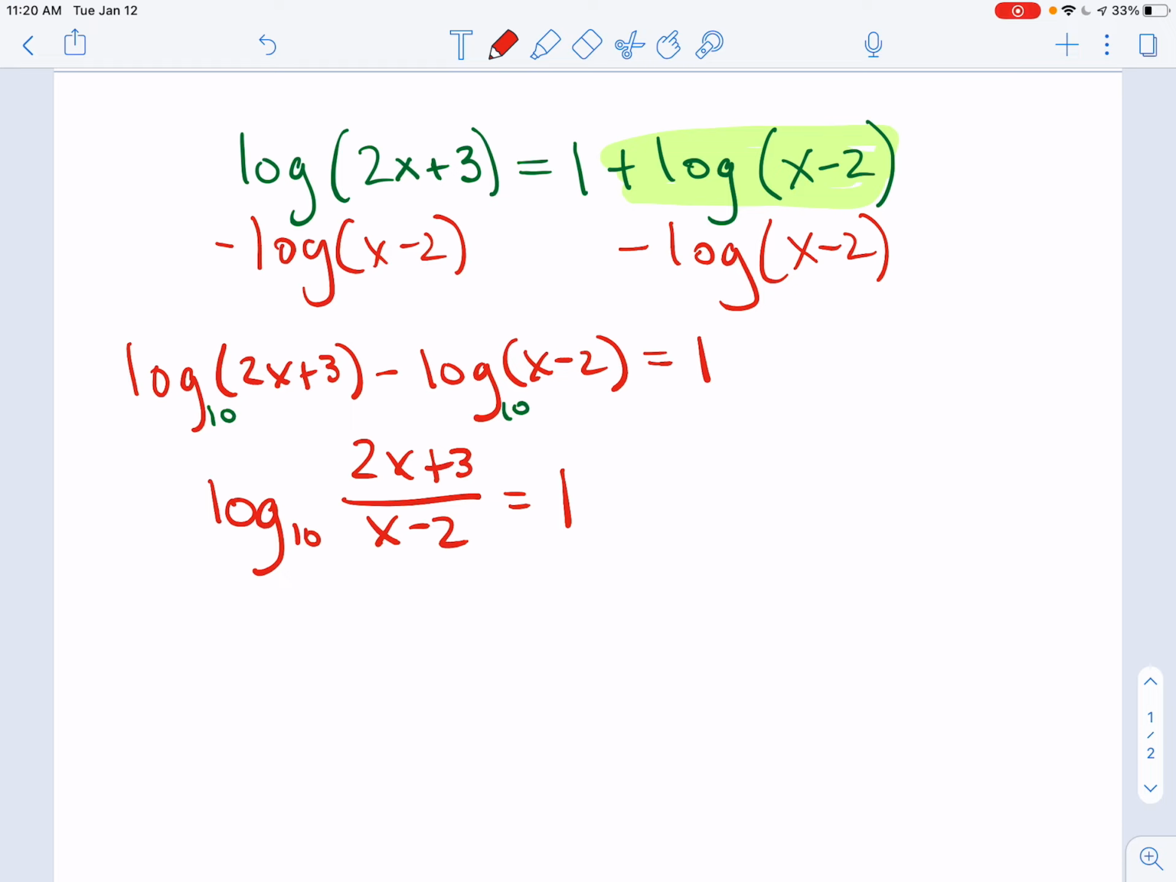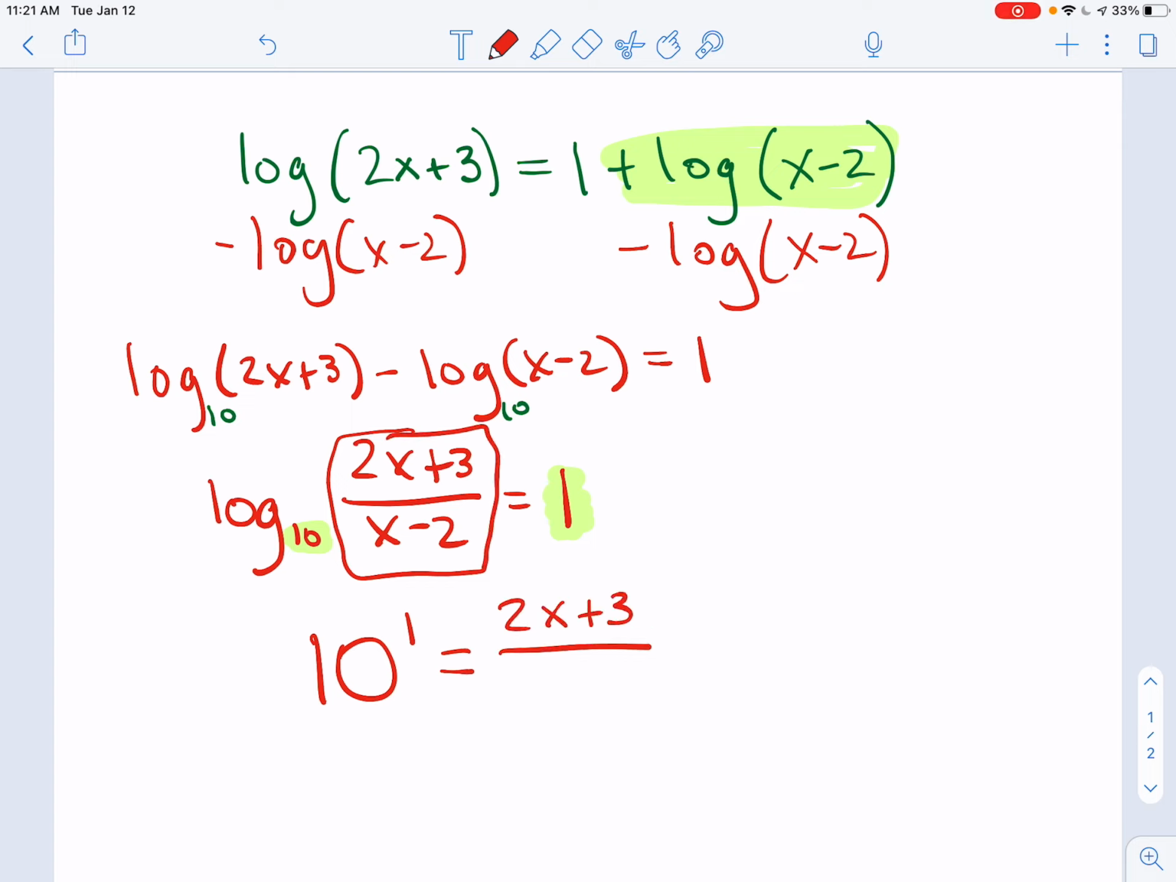So the rule of log says that I can take the base to the power of this number here, and it will equal what's left. So it's how we get rid of the log. So in other words, I'm going to take 10 to the power of 1, and it's going to equal this piece right here, (2x + 3) over (x - 2).